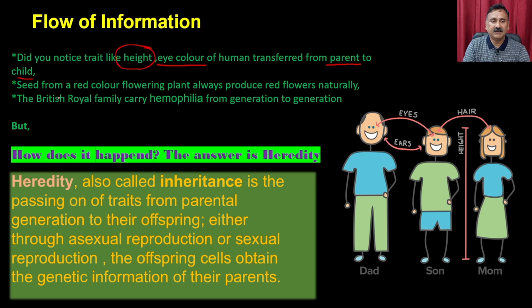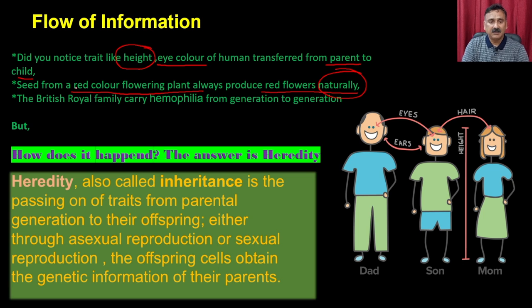Similarly, you might have seen that the seeds from a red color flowering plant always produce red color flowers naturally, right? And then you might have seen also the different kinds of variations, like if you have the crossbreeding of a white flower and the red flower, you will see that they were actually having the pink flower and so on. And there is a classical example of hemophilia also, which actually runs in different types of families from generation to generation. Now the first question comes that how does it happen? And the answer to this question is that it is all because of the heredity.